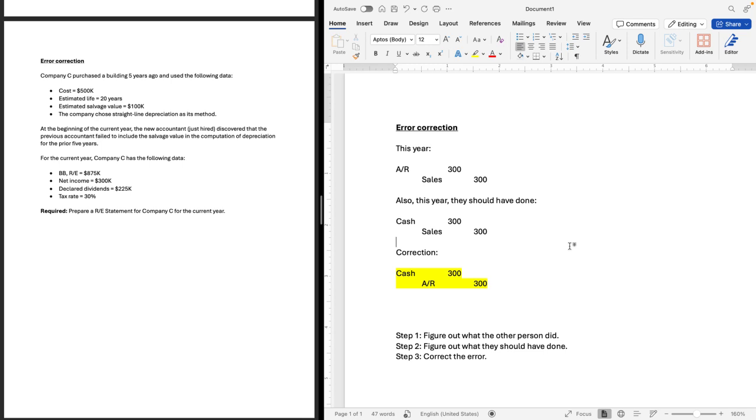So again, the way I think about it is I have to be a little bit of a detective and figure out what they did, then figure out what they should have done, and then make the fix. Okay. Sometimes it's helpful to draw T accounts, draw the T accounts of what they did, and then draw the T accounts of what they should have done, and then figure out what to do to make the T accounts match.